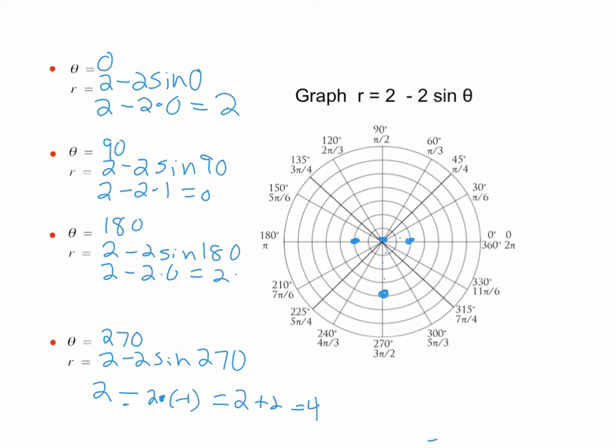Oof. Yeah, and that should really be a better point there.